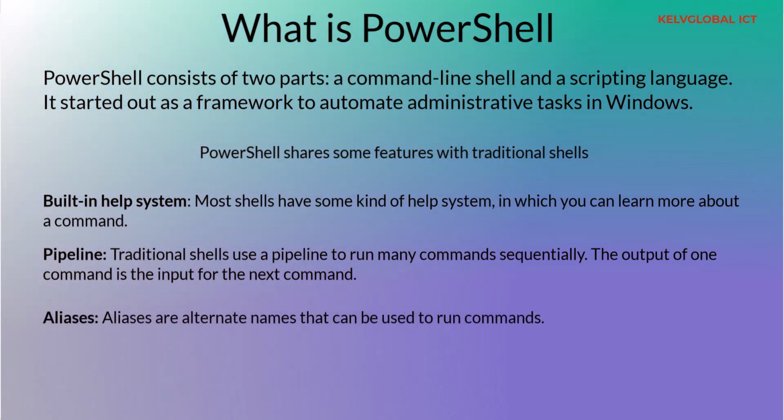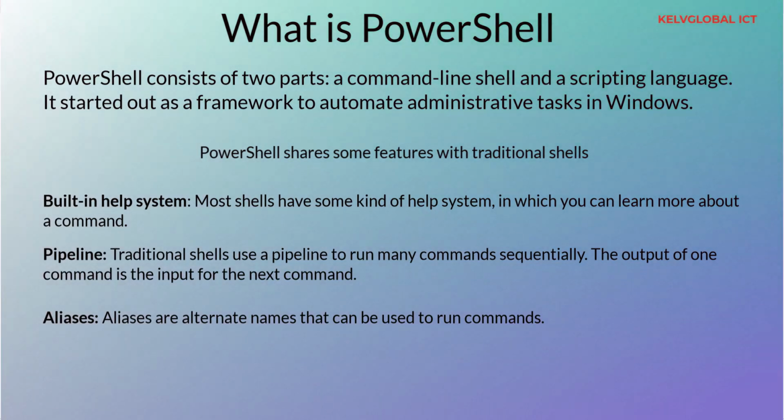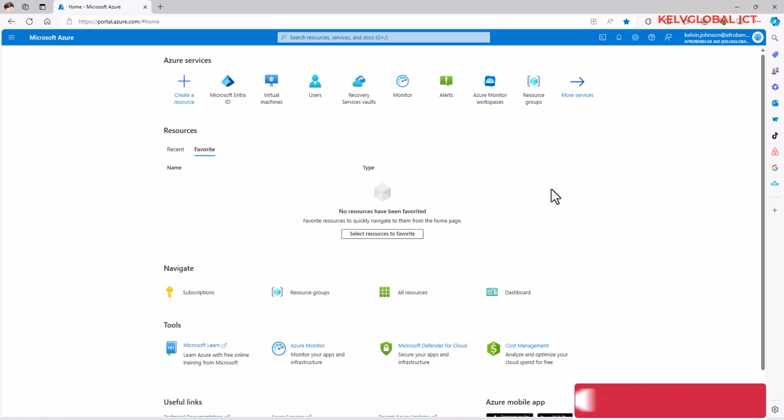Aliases. Aliases are alternate names that can be used to run commands in PowerShell. If you're using a Windows 11, Windows 10 or Windows 8 operating system, you don't need to install PowerShell because by default it is installed on all Windows operating systems, but sometimes you only need to update or upgrade your PowerShell. If you're using Windows 11, you just need to go to your start menu and type PowerShell. But from Azure, what you need to do is the following.